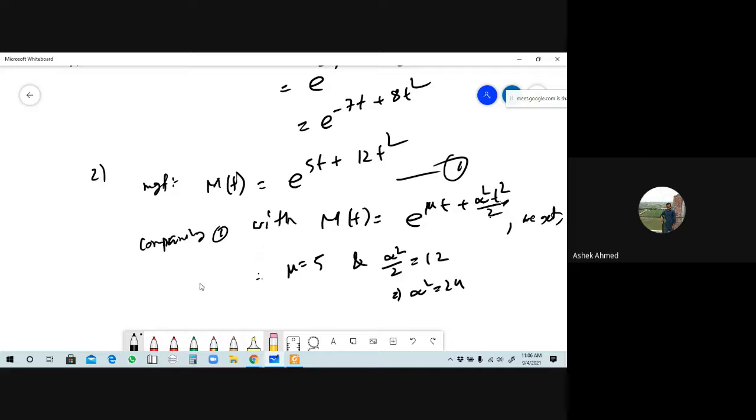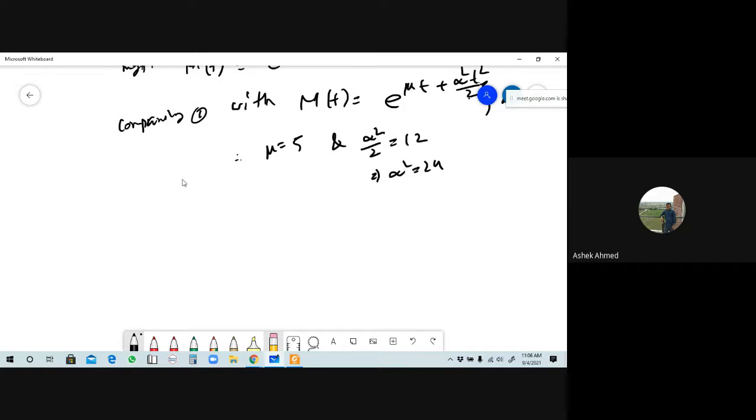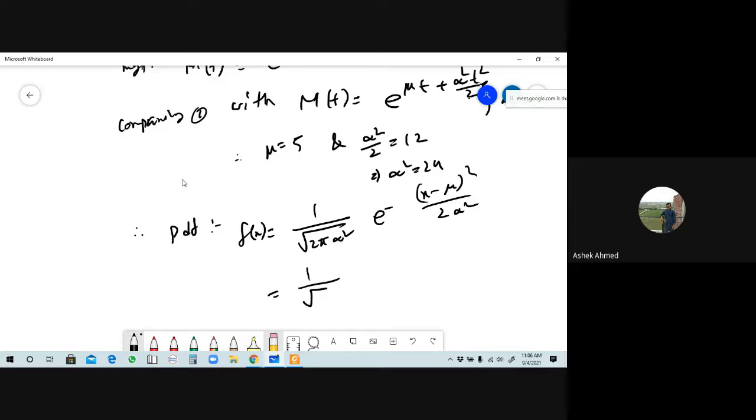Since we know that the mean and variance here are 5 and 24, the PDF, that is f of x equals the formula 1 by root over 2 pi sigma square e to the power minus x minus mu whole square by কি হবে? 2 sigma square. Okay, so now if we substitute the value of sigma square here, that will be equal to 1 by root over 48 pi e to the power minus x minus the value of mu, 5, whole square divided by কত? 48. Okay, but the values of x will be from minus infinity to plus infinity.